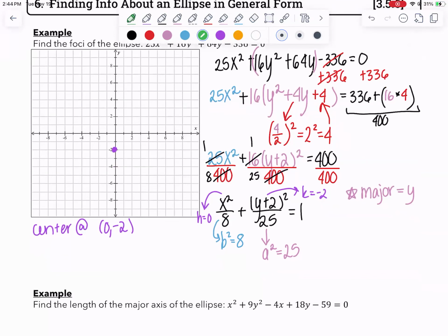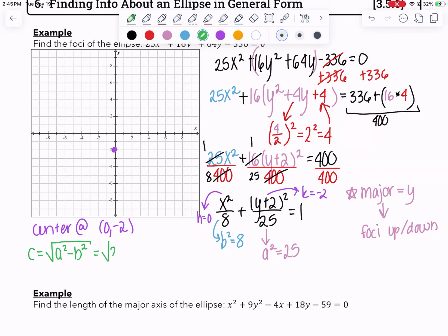All we need to know now is we know that the major axis is y, which means that the foci are going to be up and down from the center. We just need to know how many units up and down. The answer is c units, right? But in order to figure out what c is, we need to use a formula. c is equal to the square root of a squared minus b squared, which is why I didn't even bother solving for b, because I just need b squared here.